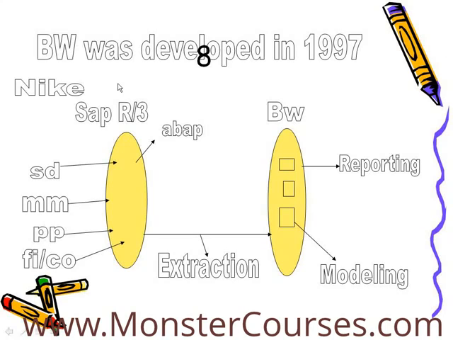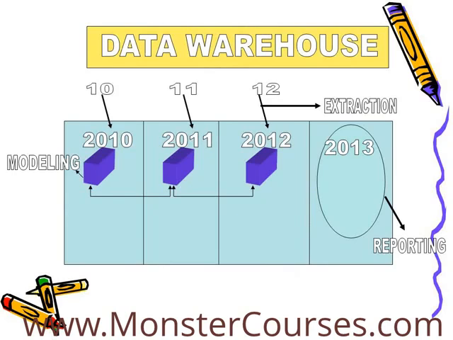We know SAP R3 was developed based on the ERP concept, but BW was developed based on the data warehousing concept. So what do you mean by data warehouse? A warehouse is a place where we store the data, so data warehousing is nothing but that. But what is the basic concept of data warehousing? To discuss the concept, take a simple example.